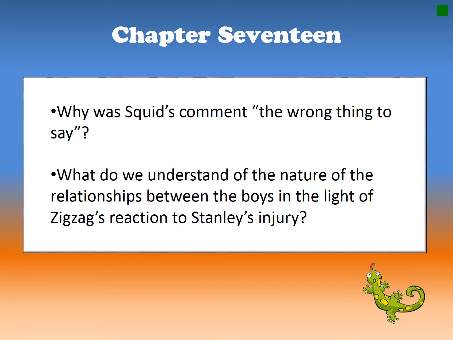Chapter 17. Why was Squid's comment the wrong thing to say? What do we understand of the nature of the relationships between the boys in the light of Zigzag's reaction to Stanley's injury? Okay, so when someone gets hurt, what generally happens? Is someone sympathetic to you generally, or is someone, shrug it off, you'll be all right, suck it up? We need to understand what's going on between these boys, and you need to kind of clue in on those interactions, because that's the development of the characterization that the author really wants us to look at.